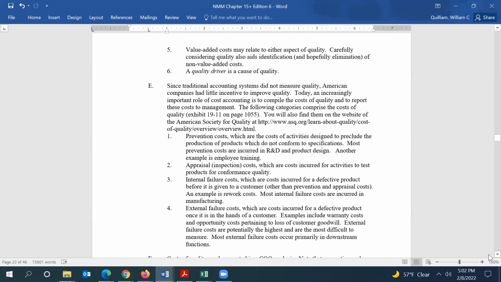External failure costs are potentially the highest, and are the most difficult to measure. And most external failure costs occur primarily in downstream functions. Marketing, distribution, customer service. For example, in customer service, because we have to fix that product under warranty. Distribution, we might have to send a new product out to that customer or send parts out. Things of that nature.